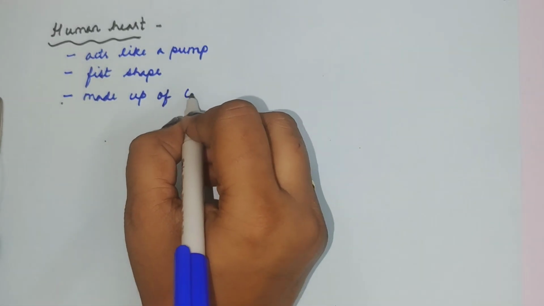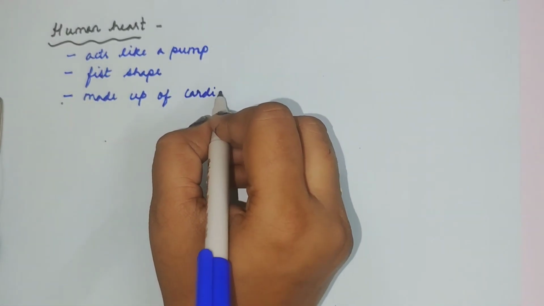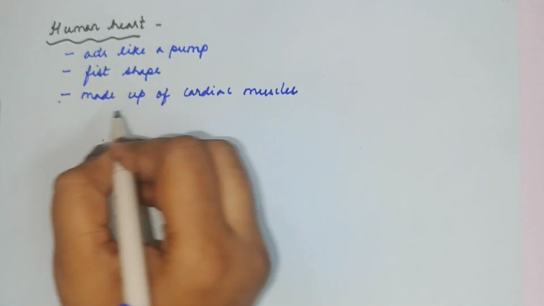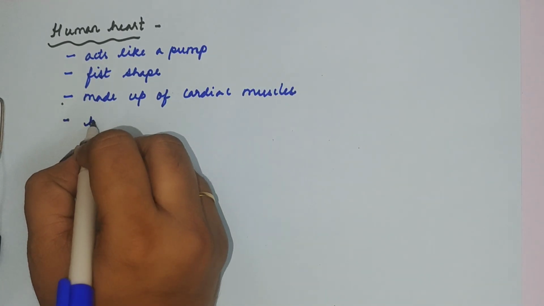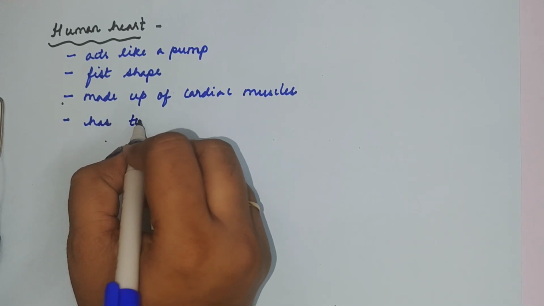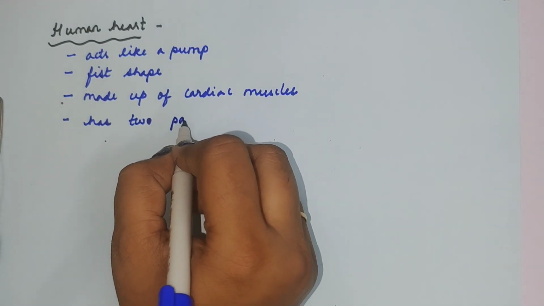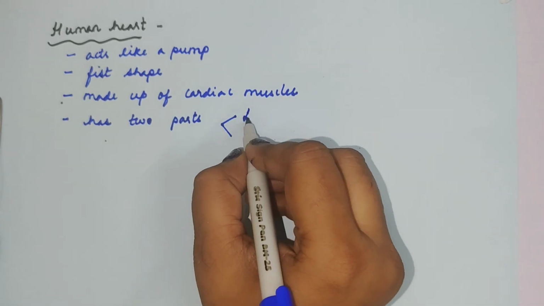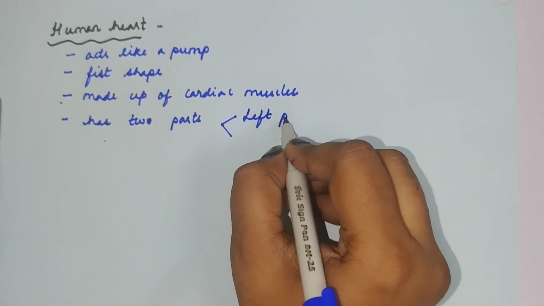Fist means when we press our hand in the form of a punch, then that shape is known as a fist. So the human heart is fist shaped. It has two parts, the left part and the right part.